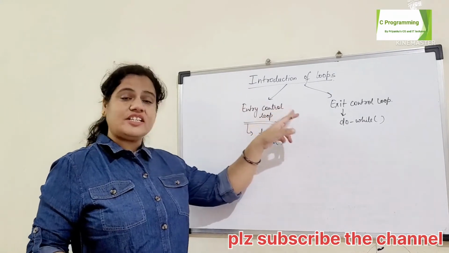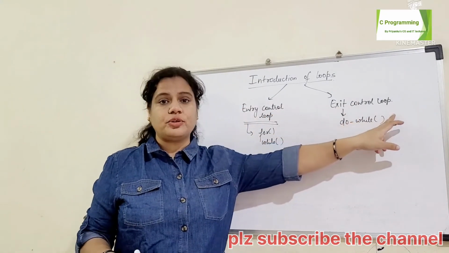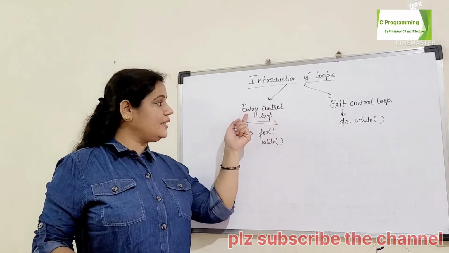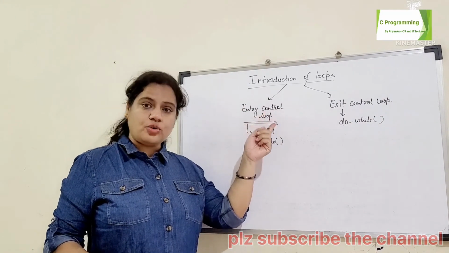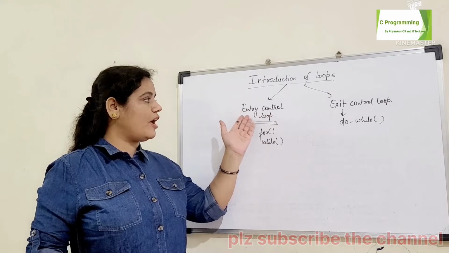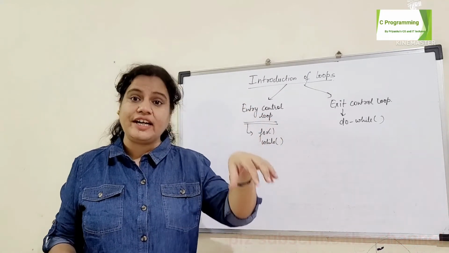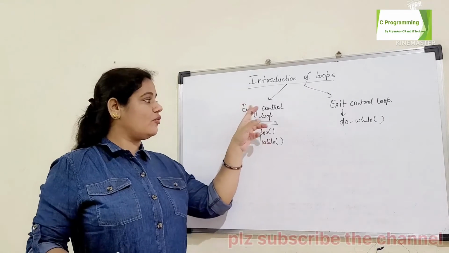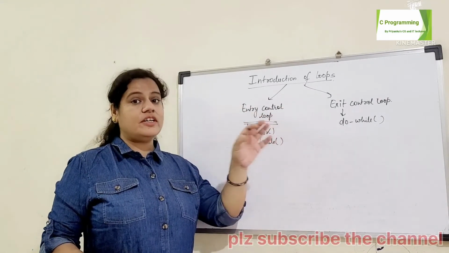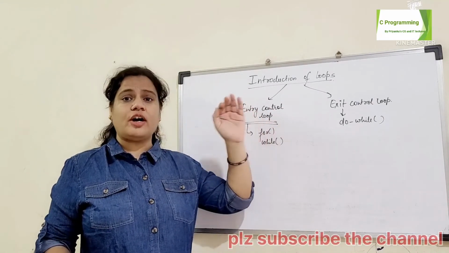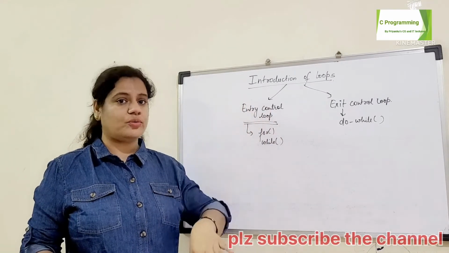Now what is entry control loop and exit control loop? As their name indicates, entry control loop is a loop which provides you the functionality to check the condition at the time of entry of the loop. That is called entry control loop. If the condition is false, then it will not allow you to go inside the loop and execute the statements.